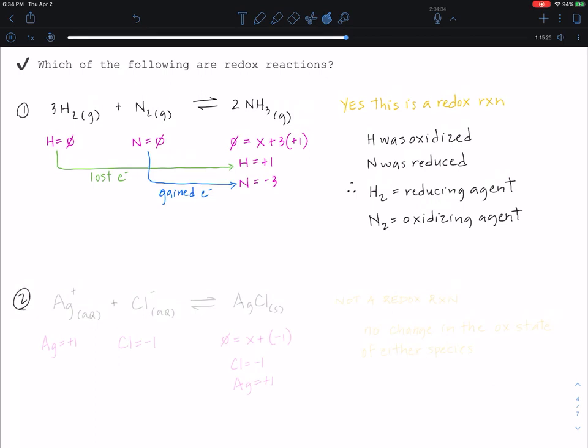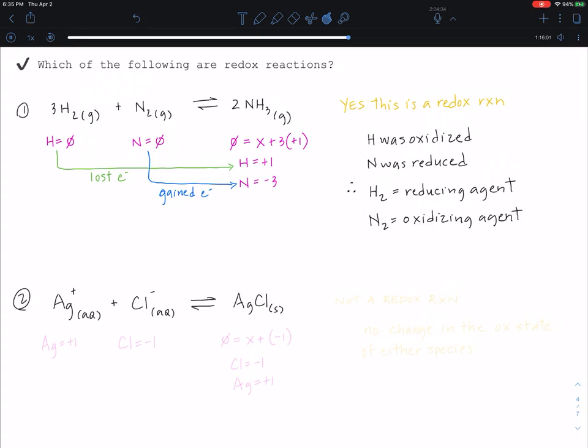Okay, so let's see. We've got silver ions. And so our ions are going to be, right, it's ionic, so if we're in water here, this is going to be in the aqueous phase. The ions are soluble in water, right? We have chloride in the aqueous phase. And we've got some silver chloride on the other side.